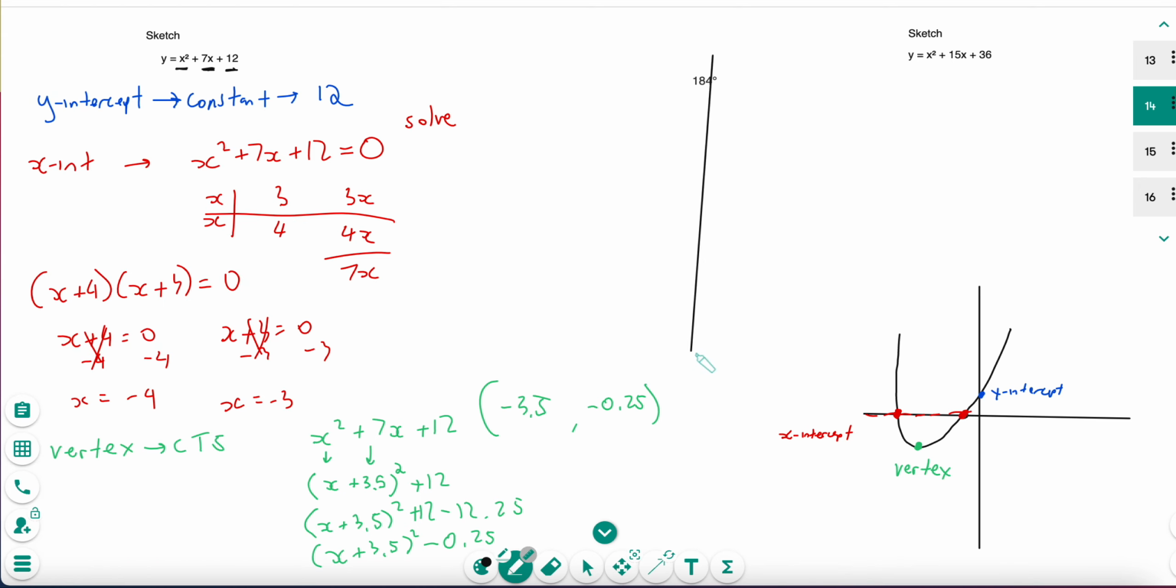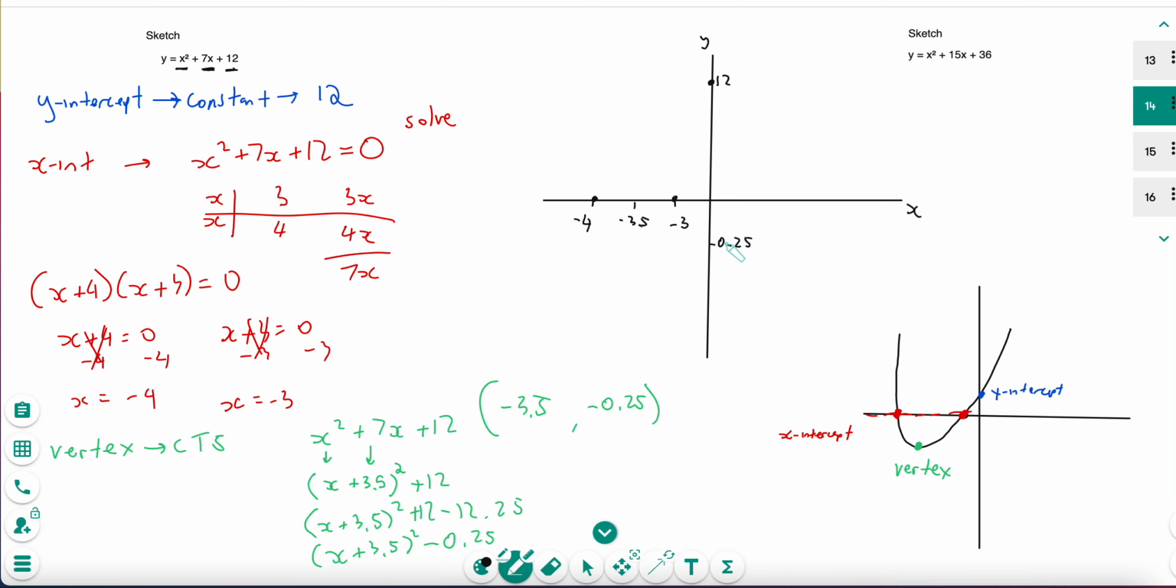Just for our grid, we know the y-intercept is at 12. We know the x-intercepts are at negative 4 and negative 3. And we know the turning point's at negative 3.5, negative 0.25. So negative 3.5 is here, and negative 0.25 is here. So that's that coordinate here. We can draw our line. Boom, boom, boom. And that's it.